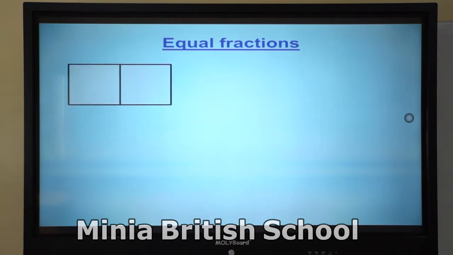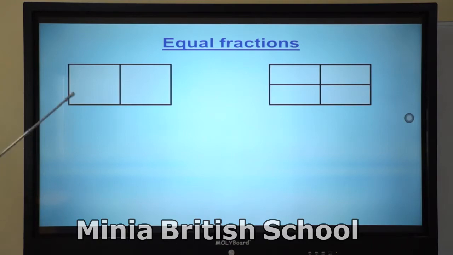Equal fractions. If we have two rectangles, in the first one I divide it into 2 equal parts, but in the second one I divide it into 4 equal parts. And in the first one I colored only one part, but in the second one I colored 2 parts. We learned before how we can write the fraction: the number of the colored parts is its numerator, over the number of all the parts, its denominator.